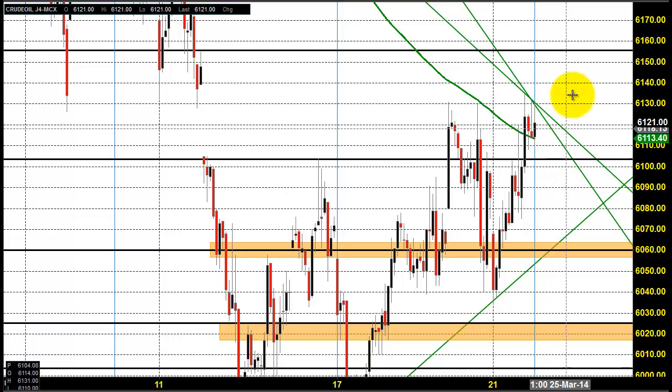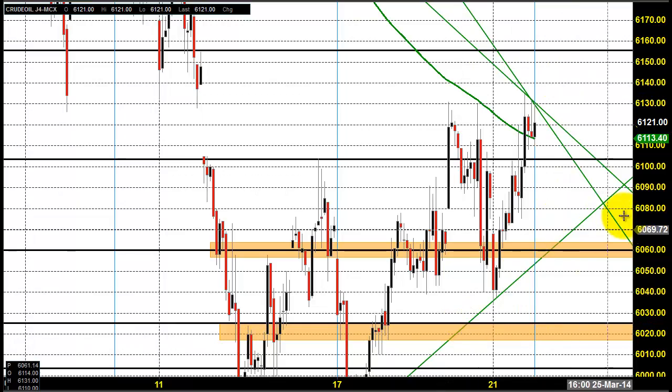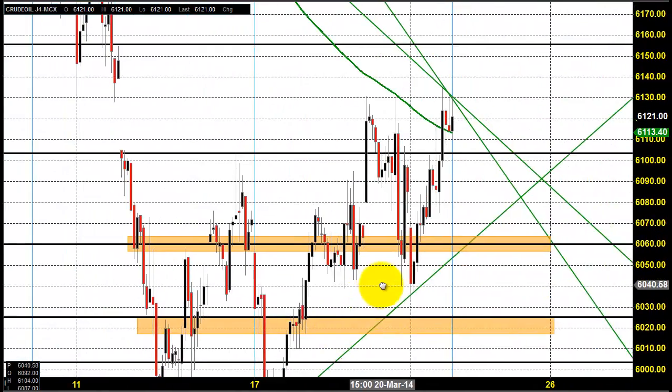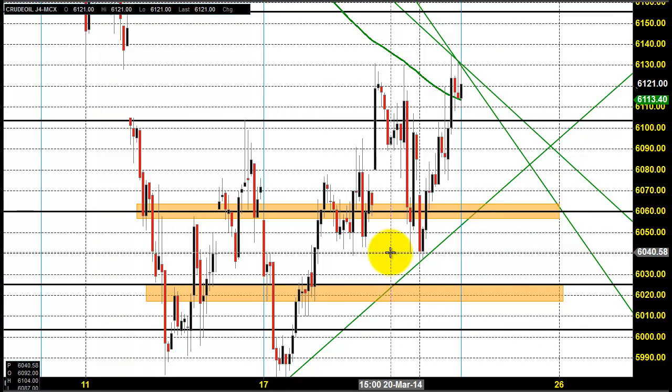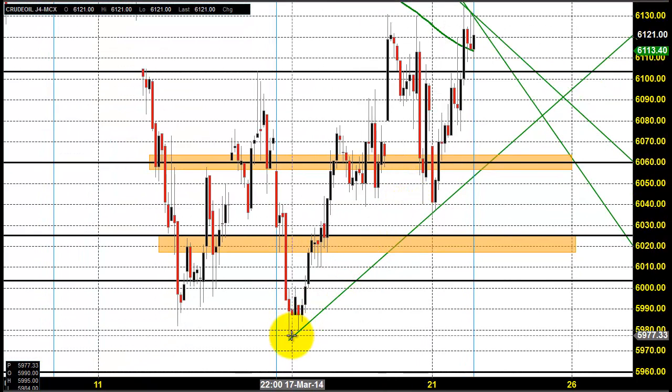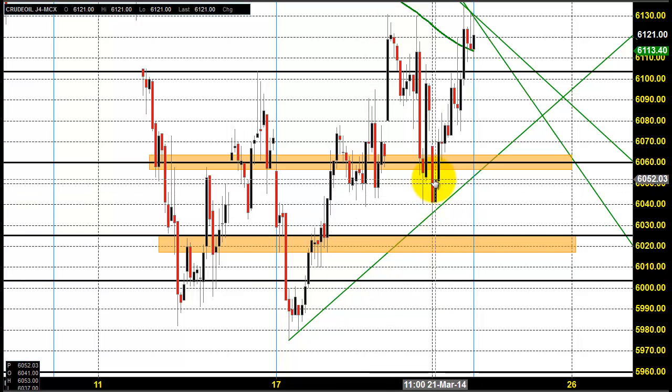Now you can notice that I have drawn two more lines, these green lines. What are these green lines? Whenever the price is consolidating, trend lines are very useful in identifying the trend. For example, I have drawn an uptrend line connecting the low that was created on 14th of March and the low that was created on 21st of March.